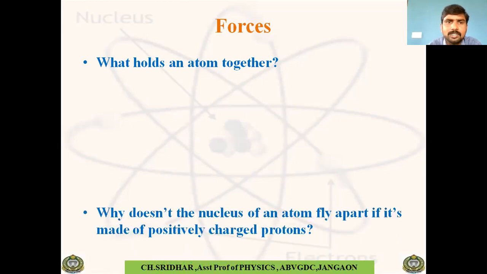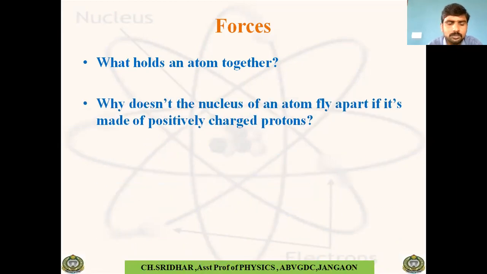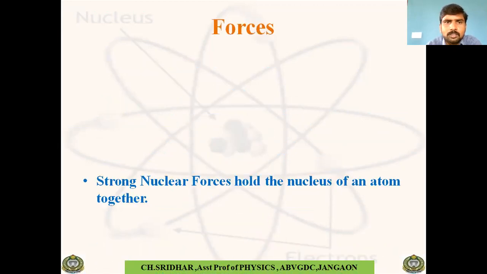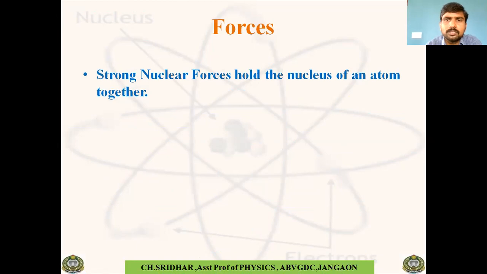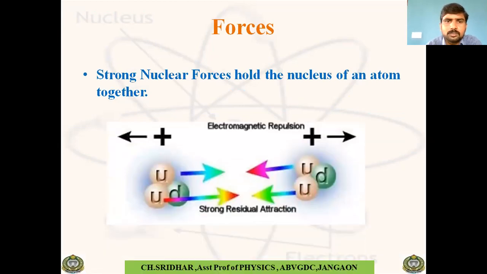So that force we are calling the strong nuclear force. Why doesn't the nucleus of an atom fly apart if it's made of positively charged protons? The strong nuclear forces hold the nucleus of an atom together. So this is the electromagnetic repulsion between the positive charges. Despite this electromagnetic or electrostatic repulsion, these particles are attracting towards each other. That attractive force, we are calling the strong attractive force, that is the strong nuclear force.